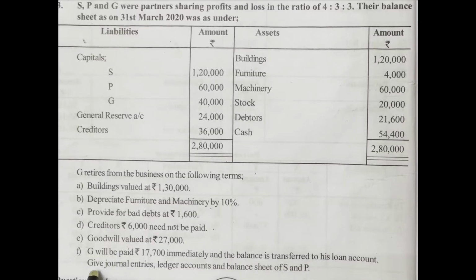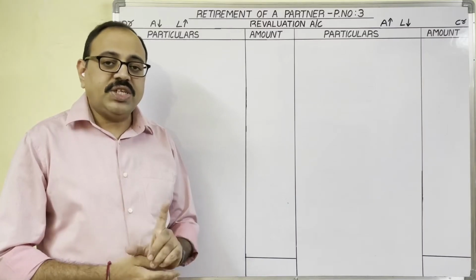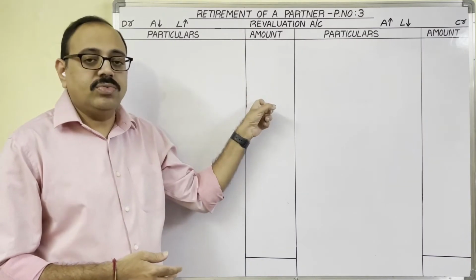Finally, what is being asked? Give journal entries, ledger accounts and balance sheet of S and P. Journal entries are not required because in public examinations they never ask for journal entries. We prepare ledger accounts and the new balance sheet. In the ledger, the first account is the revaluation account.